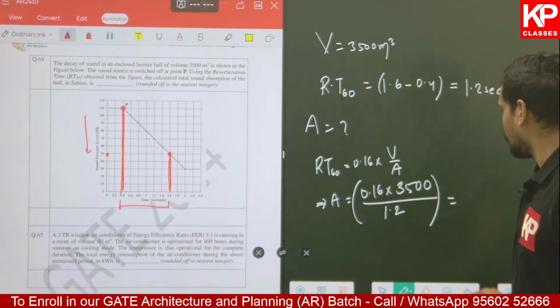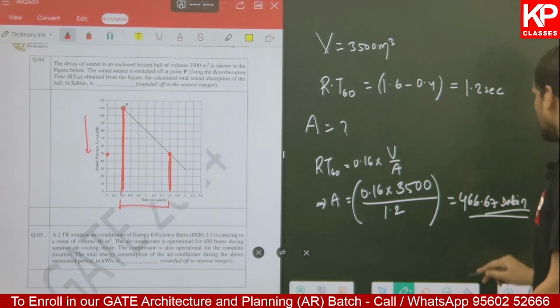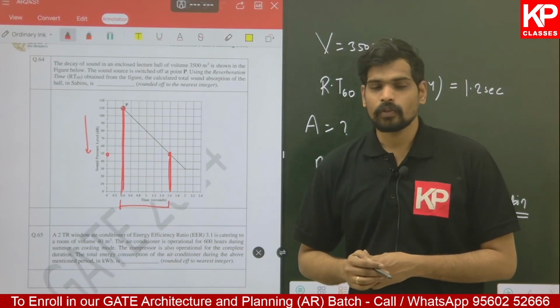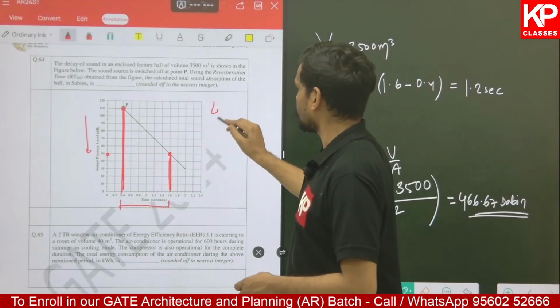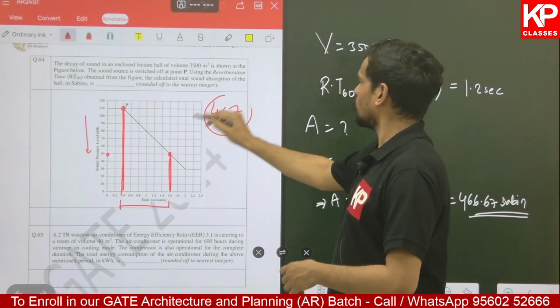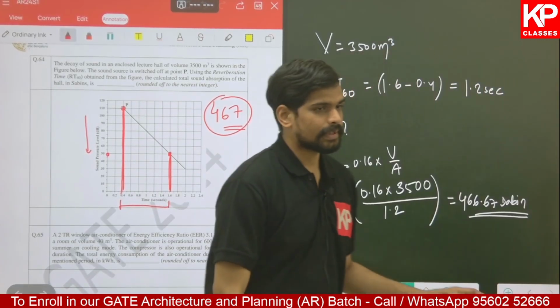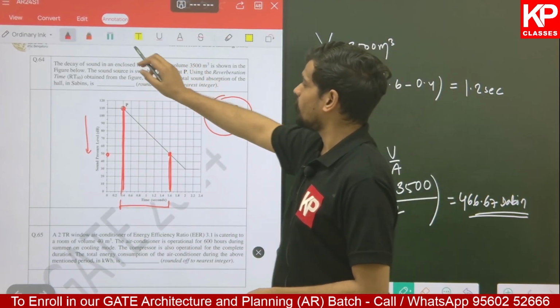466.67 is the answer. The answer is 466.67 meter square Sabin, or simply Sabin is the measurement unit for sound absorption. They want us to round off to the closest integer in Sabins. The answer will be 467. If I round off to the closest integer, 467 is the answer. To be specific, it is 466.67. That's this question number 64.